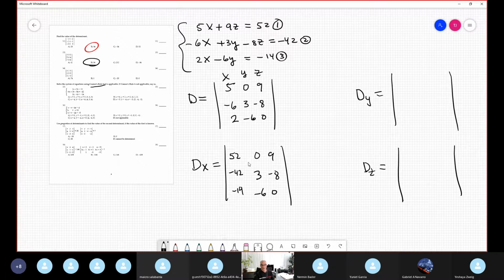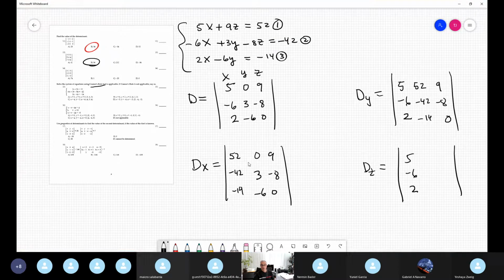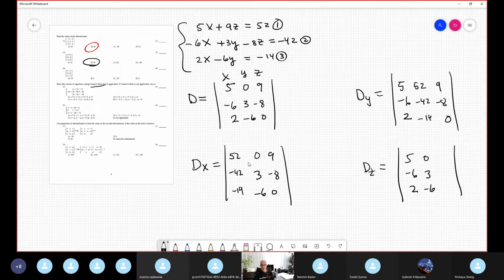Now let's do exactly the same action, but on the column of the y. Now this column stays the same. Now the y column is 52, negative 42, and negative 14. And for z, it's 5, negative 6, 2, 0, 3, negative 6, and the column for the z is now replaced by 52, negative 42, and negative 14. Do you understand very well this organization?